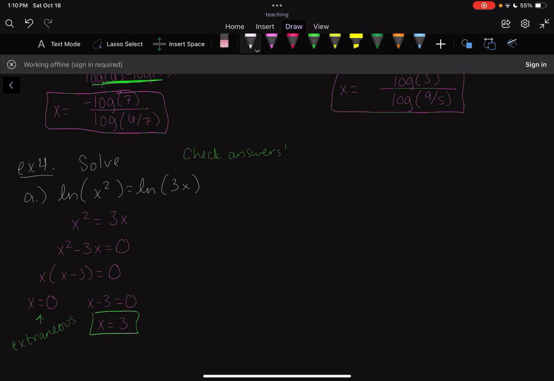Let's do another one. This one says log x minus 4 equals log x plus 6 minus log x.